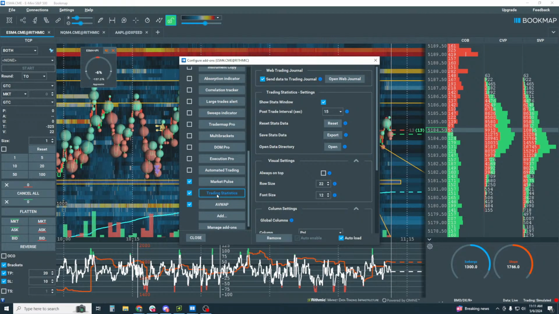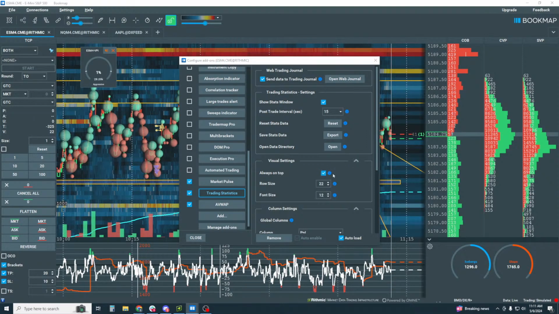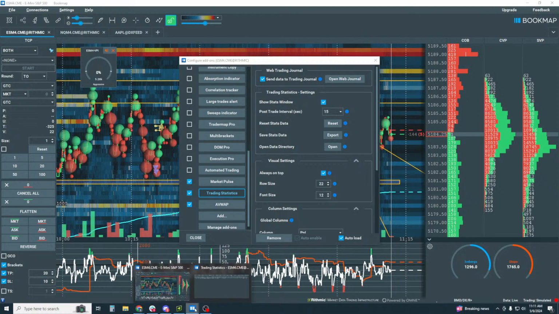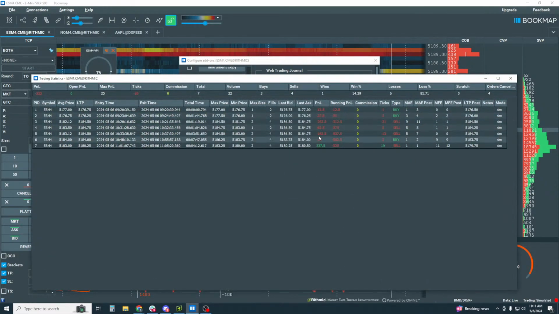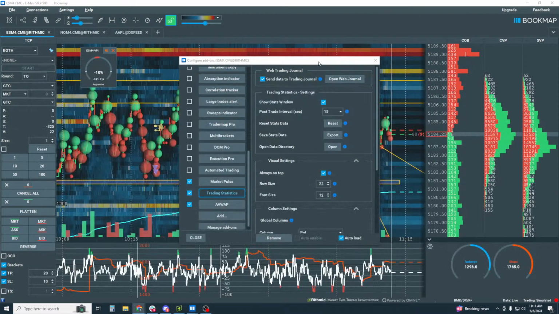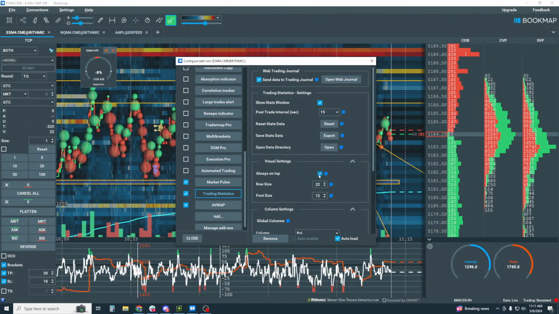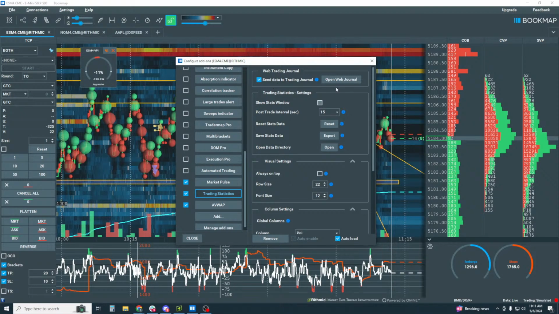Can't believe my trading statistic is not. Trading statistics are working. I do see that. That's working here. Web journal not.